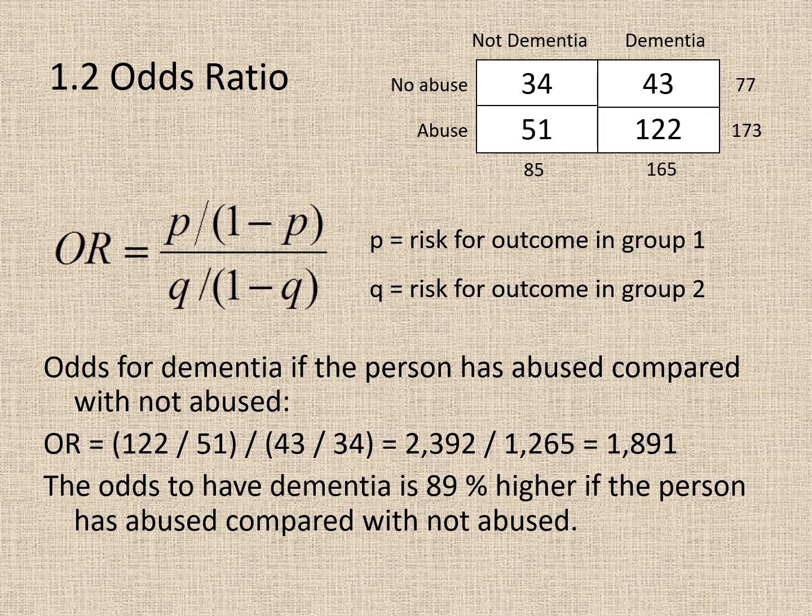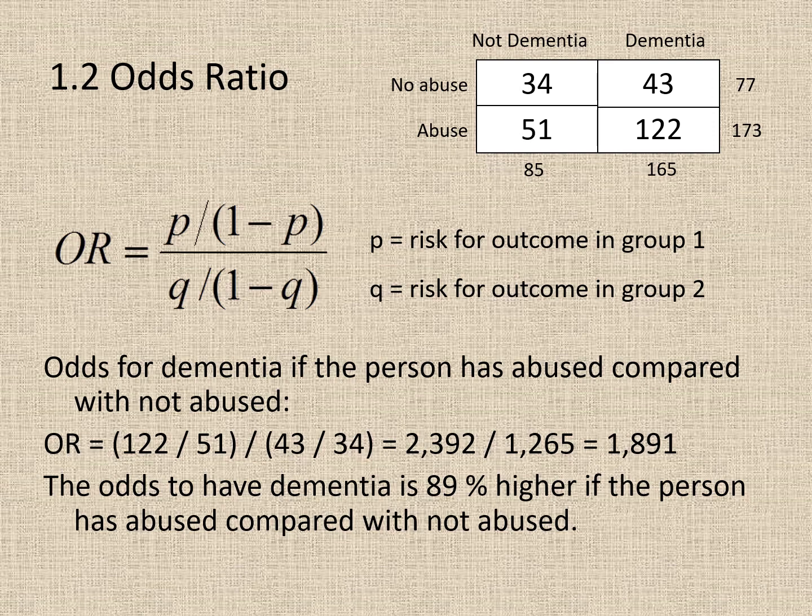1.265. So among those who have not abused, the probability of having dementia is 26.5% higher than the probability of not having dementia. And now, if we have the odds in the two respective groups, we take the ratio of them and get 1.9. So there is a 90% increase in the odds for dementia among those who have abused compared with those who have not abused. That's what it says.